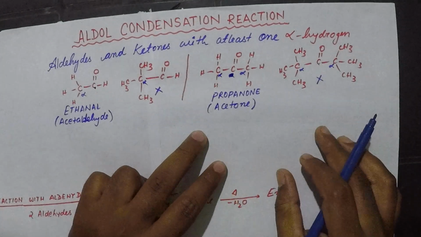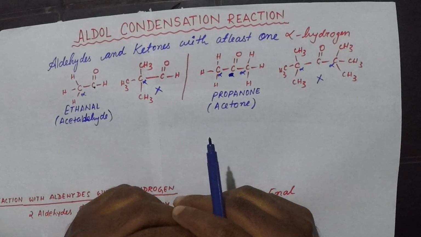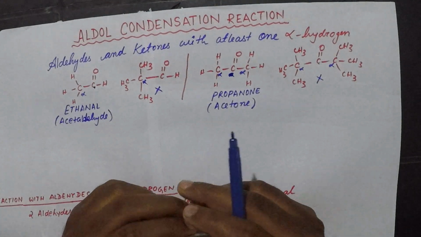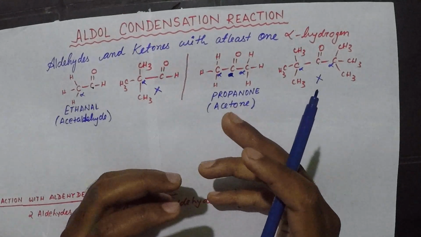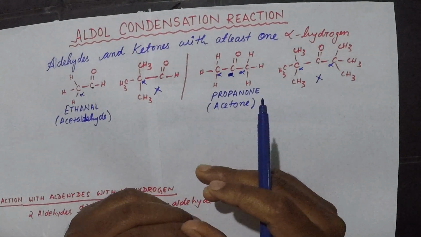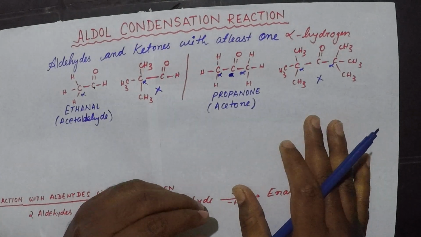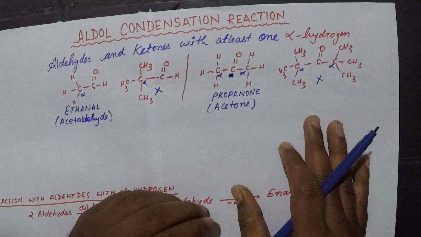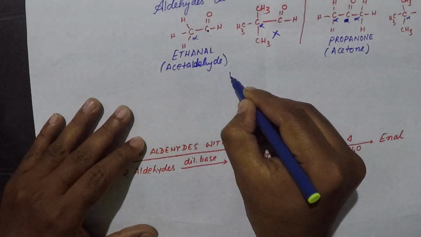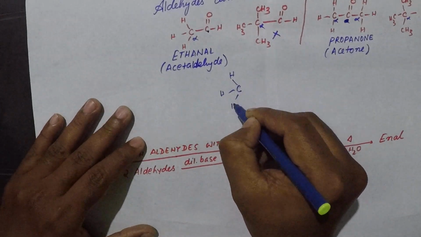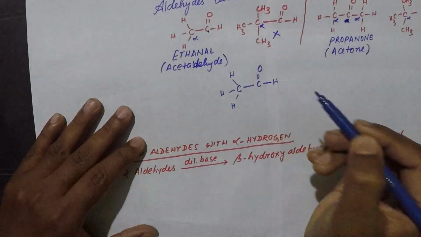Now let us see why these alpha hydrogens are important. If alpha hydrogens are present in aldehydes and ketones, they impart acidity. That means the aldehyde or ketone becomes acidic. We know that a compound which has the ability to donate a proton is an acid. Now let us take the example of ethanal or acetaldehyde. The structure is CH3, next C double bond O and H.